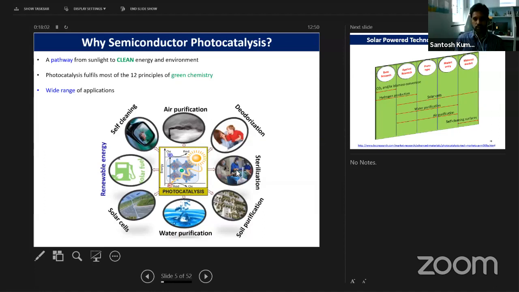They've been used in hospitals. There are a lot of microorganisms associated with this equipment, so you can clean them using solar energy and so-called photocatalysts, right? And also deodorization: any odor can be degraded. So these are the applications which motivate us to look into the photocatalysis process.